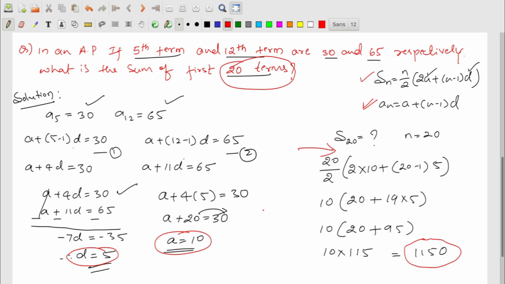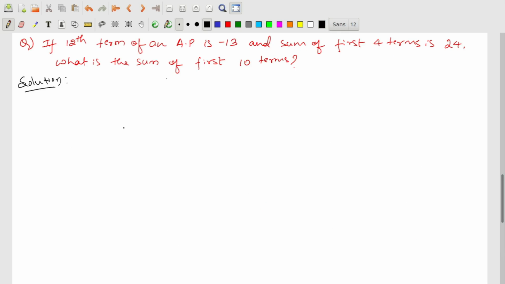Okay, fine. If 12th term of an AP is minus 13 and sum of first 4 terms is 24, what is the sum of first 10 terms? Again write the given data. So here given is 12th term of an AP, that is A12 is equal to minus 13, right? And sum of first 4 terms, that is S4 is equal to 24, right? And what is the sum of first 10 terms? So you need to find S10.